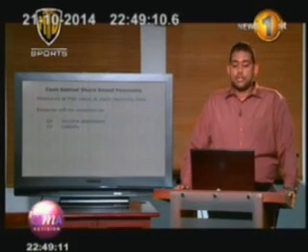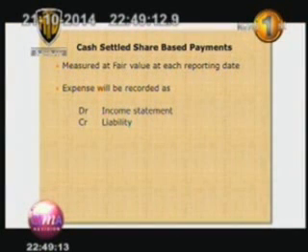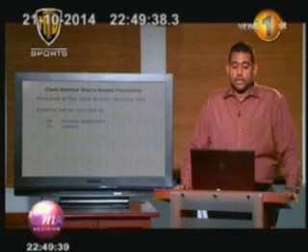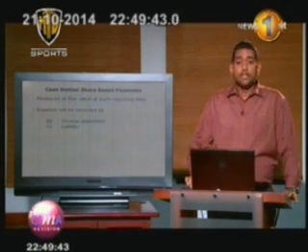If it is cash settled, it is measured at fair value at each reporting date. Take the share price and calculate the fair value at the date of reporting. You take the fair value, compare it with whatever opening balances you have got, and then recognize the amount that should go into your income statement. Any amount that goes into the income statement will be debited to your income statement, and the corresponding amount will be credited to the liability. So the expense will be recorded by debiting the income statement and crediting the liability account.